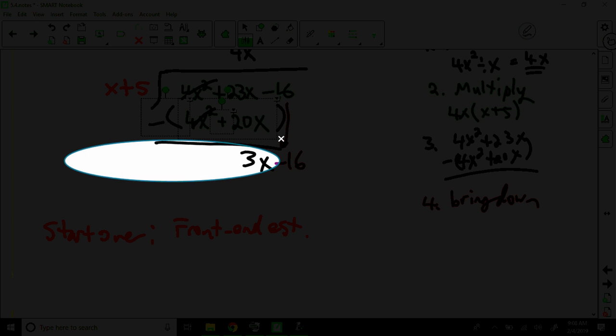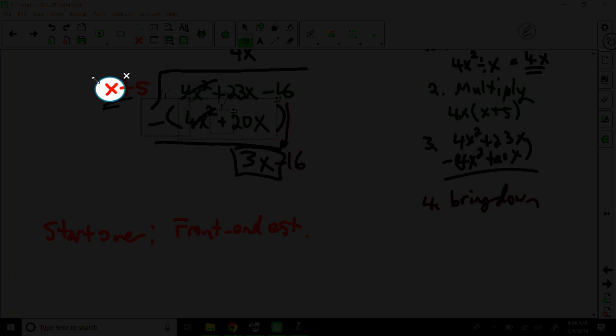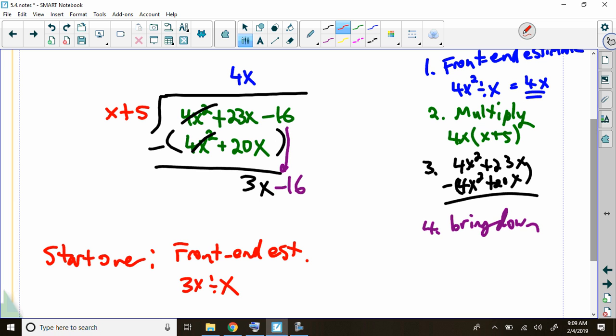And this isn't working out so well. So we're looking at that 3x there, and we're looking at that x there. We're asking ourselves, how many times does x go into 3x? What's 3x divided by x? 3, sure. So that's going to be 3. And that's what ends up going up there, so we put that 3 there. Keep in mind, we're dealing with polynomials. Terms are separated by operators, and that's a positive 3, so we do have to write the plus. So we've started over. We got our front-end estimate. That's our first step.